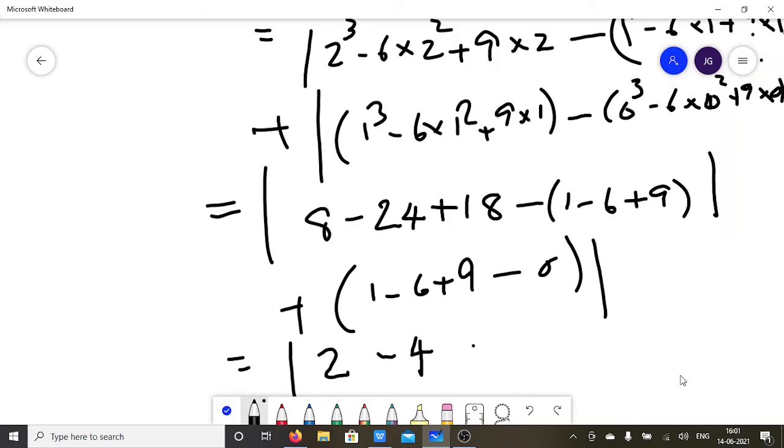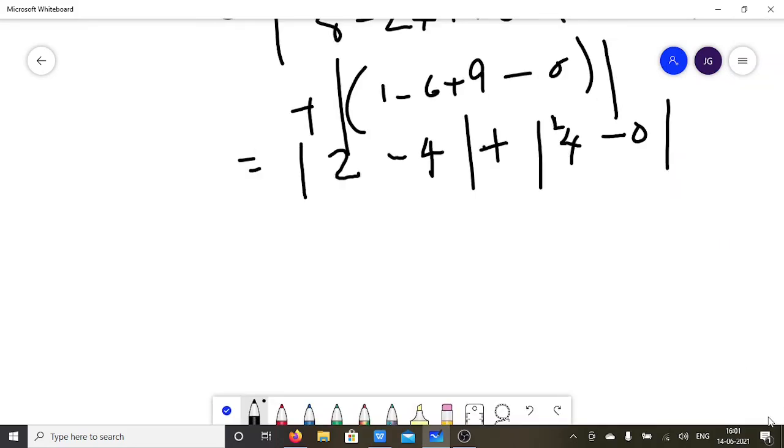So s of 2 is 2 and s of 1 is 4, plus modulus of 1 minus 6 plus 9, which is 4, minus 0. So modulus of 2 minus 4 is 2. Modulus of 4 minus 0 is 4, which is equal to 6 meters.